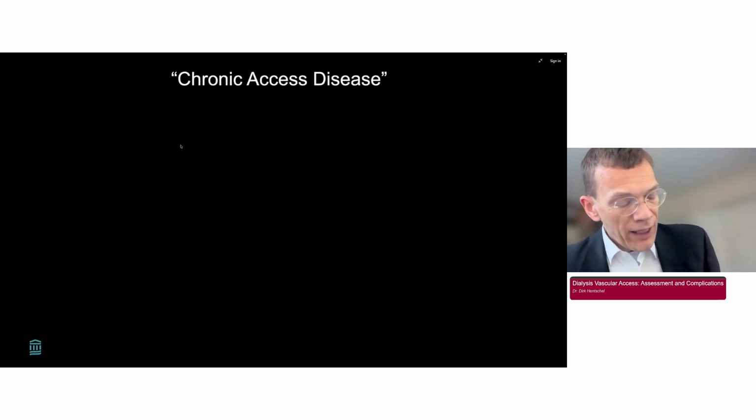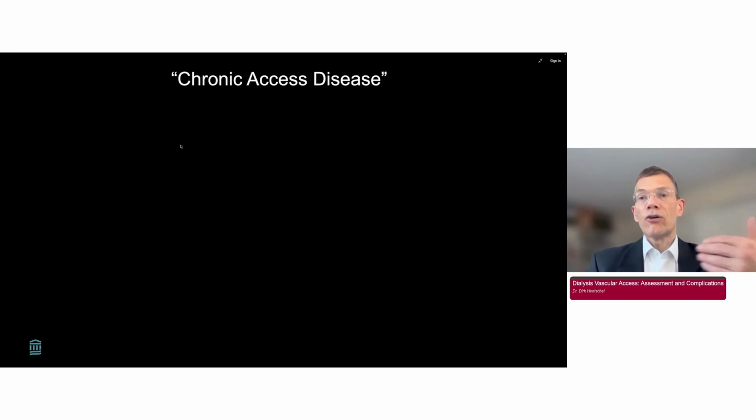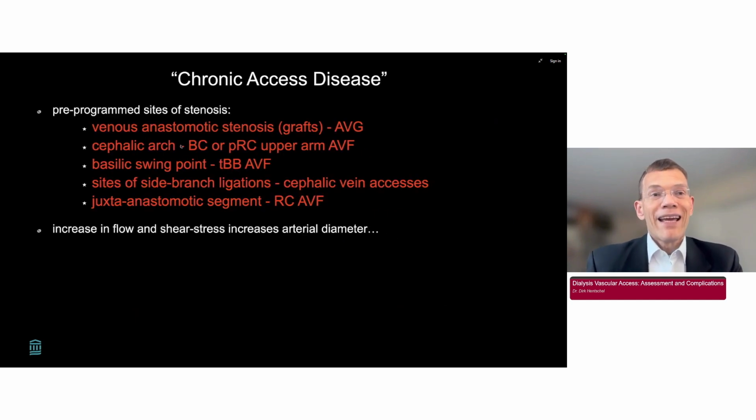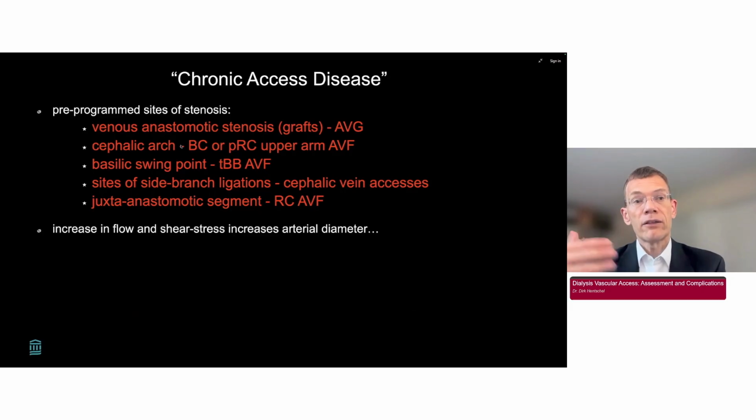Overall, in the management of dialysis access, you have what is called chronic access disease, or I call it that way. It's basically pre-programmed sites of stenosis that are specific to the type of access, and you've learned about some of them. Venous anastomosis in a graft, cephalic arch, the swing point in a transposed upper arm fistula where the vein is moved around and potentially torqued. Side branches that often are associated with a valve, and the juxtanastomotic segment.